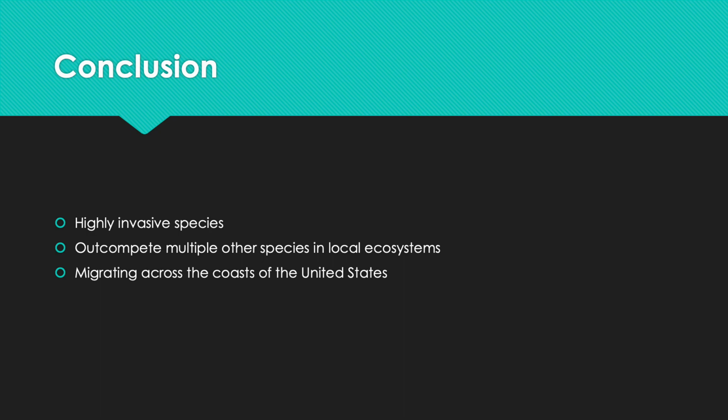To conclude this presentation, European green crabs are a highly invasive species that are nearly impossible to get rid of. And this is because of their rapid reproduction and their aggressive behavior. They outcompete multiple other species that are native to ecosystems, which is why they are considered highly invasive. And they are also migrating all across the coast of the United States. As of now, they are a big threat to our ecosystems and need to be dealt with.